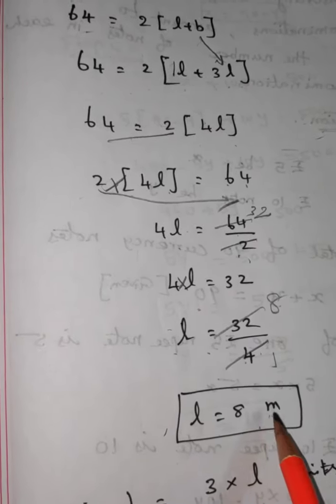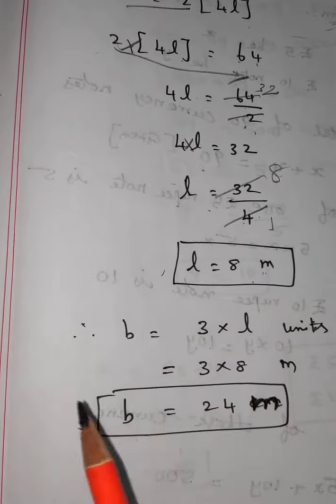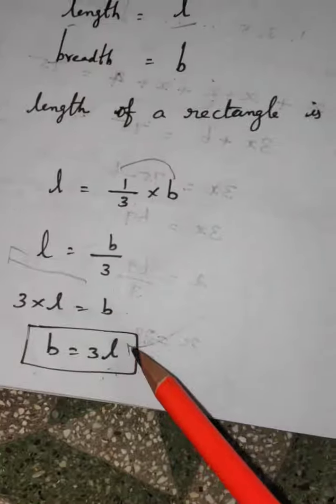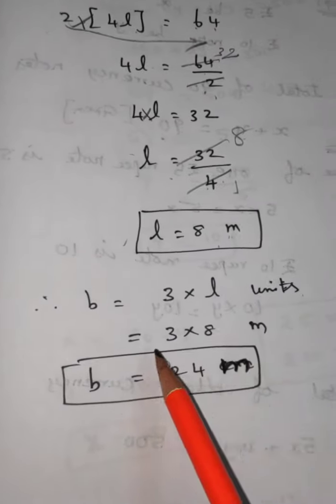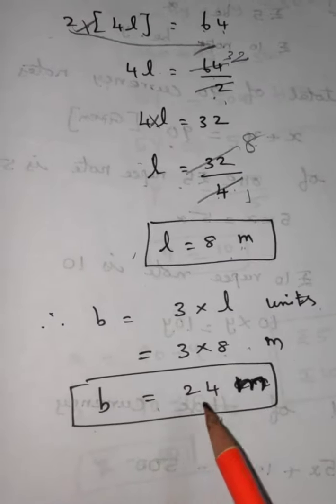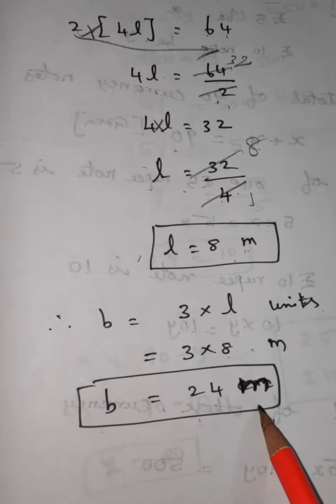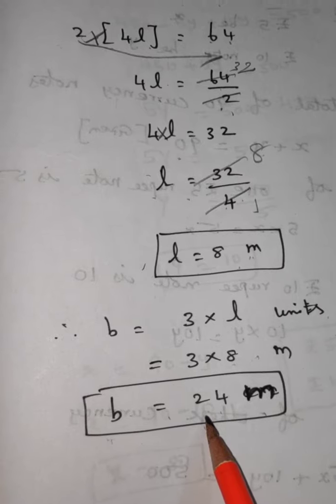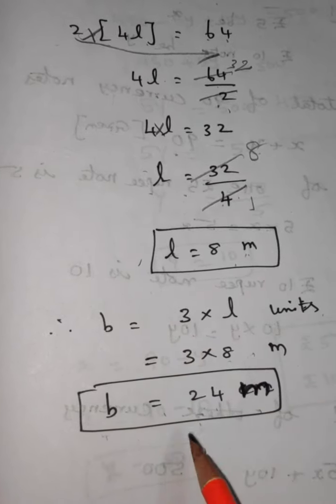The unit is very, very important. Now B equal to 3 into L. Units, B equal to 3 into L. So 3 into L, units for 3 into 8. B equal to 3 8s are 24 meter. L value equal to 8 meter. B value equal to 24 meter. Now here these two numbers you multiply.